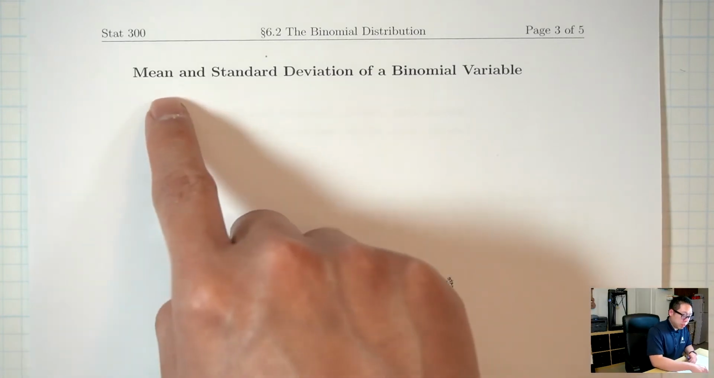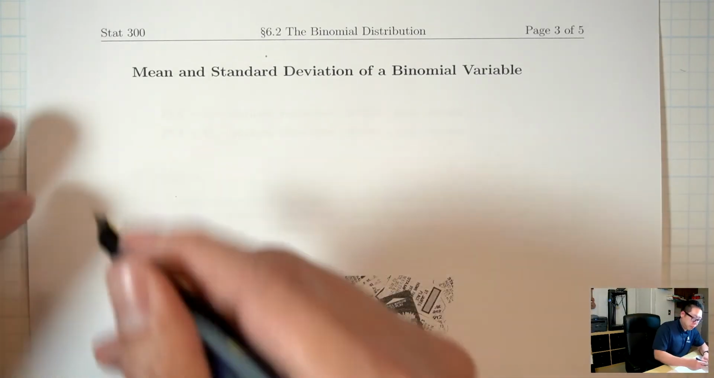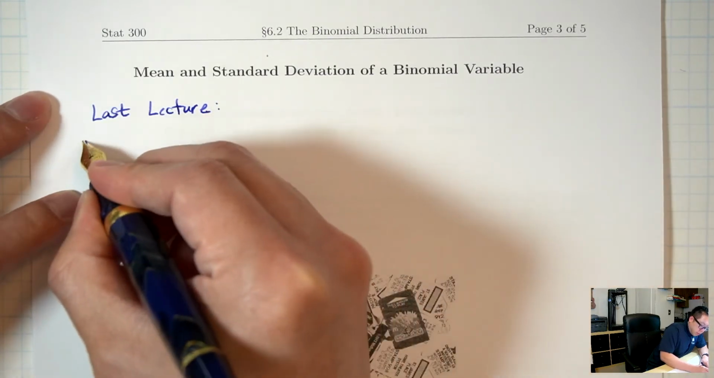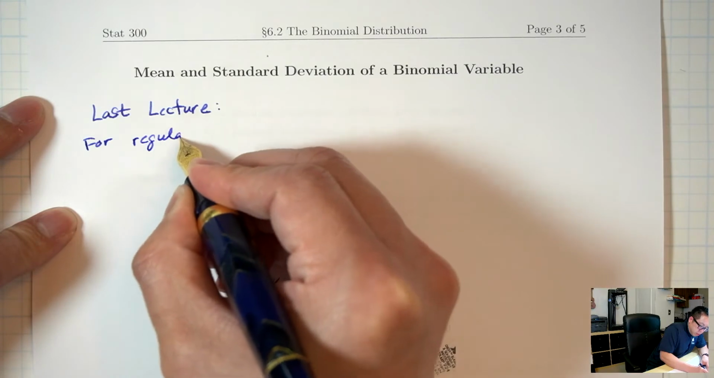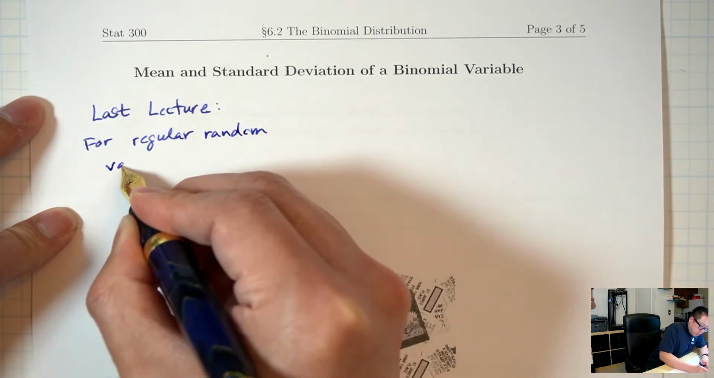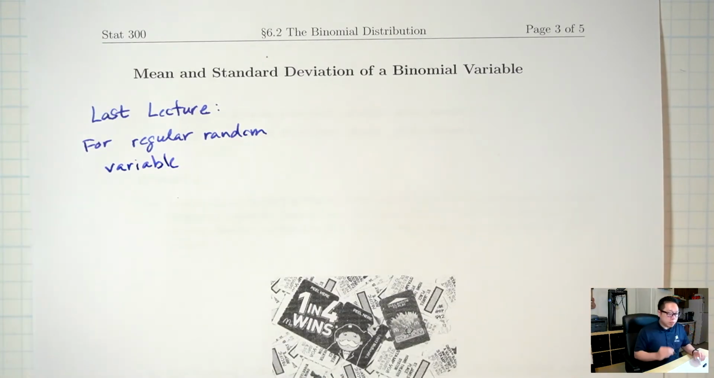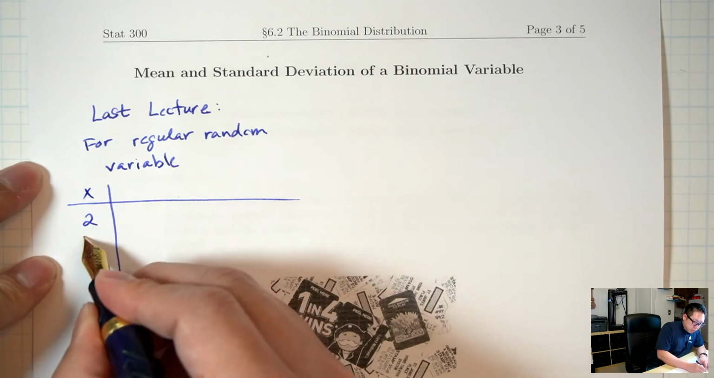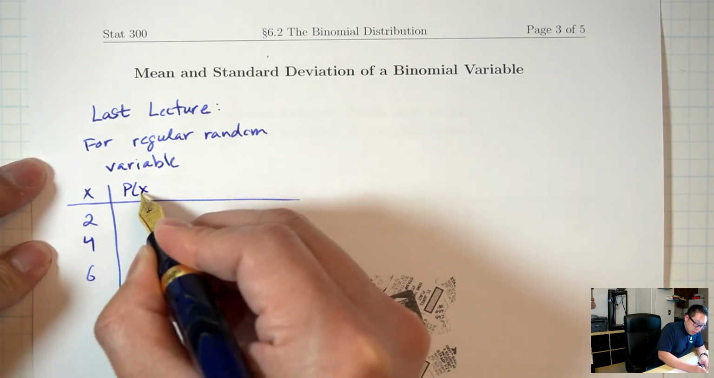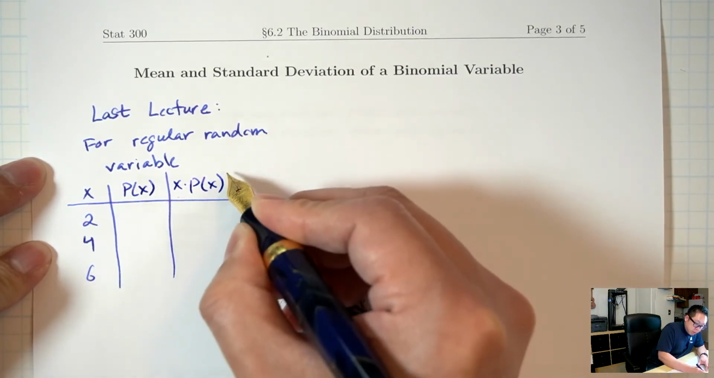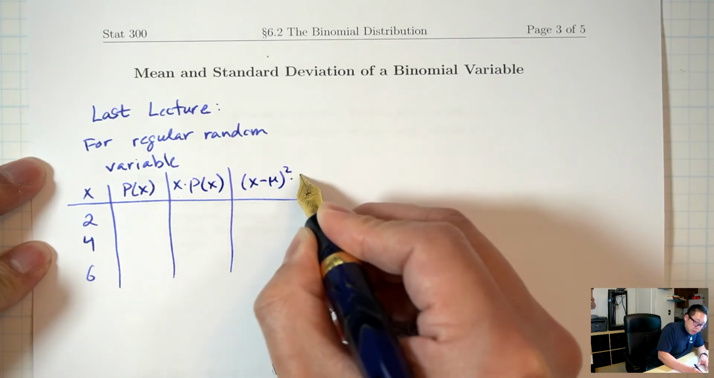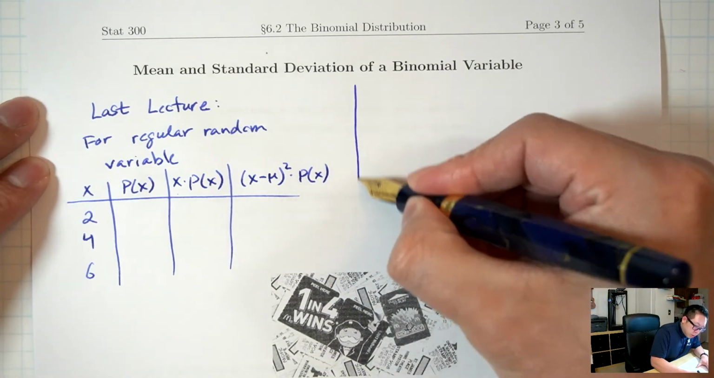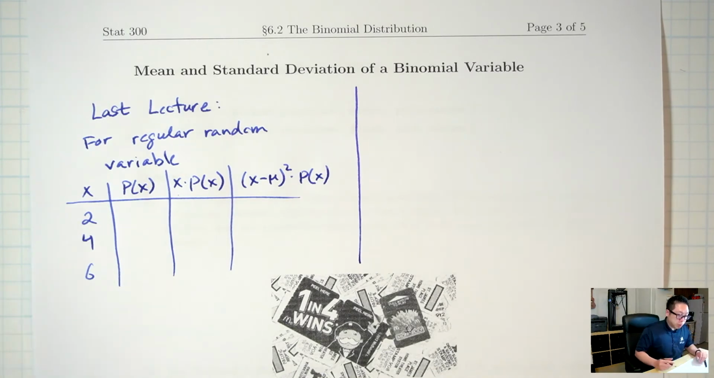In the last lecture, we talked about mean and standard deviation for a regular random variable. To find the mean and standard deviation, we had to make a table. I'm going to make up some numbers here. We had to make a table that had a P of X column, an X times P of X column, and an X minus the mean, squared, times P of X column. We filled in this table using Google Sheets, and then we used the table to find the mean and standard deviation.